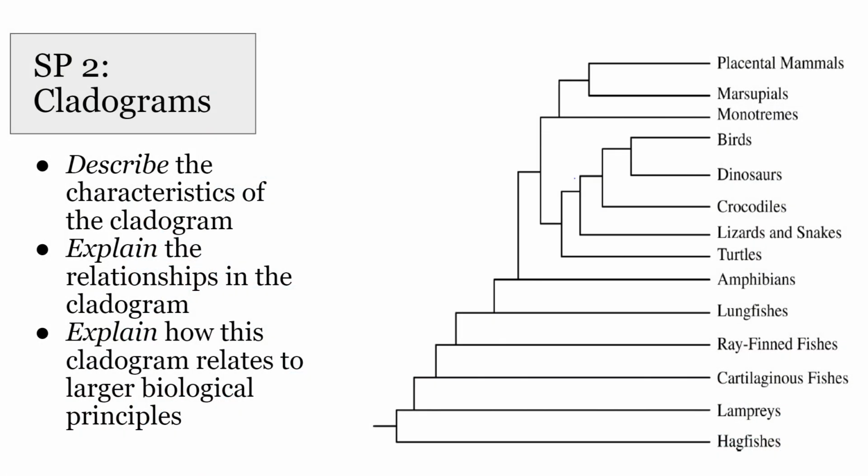And then we talked about cladograms, asking the students not just, can you read the cladogram, which two share the more recent common ancestry. Those are the kinds of questions that typically would come up. But describe the characteristics of the cladogram, or explain the relationships between the organisms on the cladogram, or explain how this cladogram relates to larger biological principles. So what is the biological principle that's being highlighted in the cladogram? Those are all really good questions that could go along with this as well.